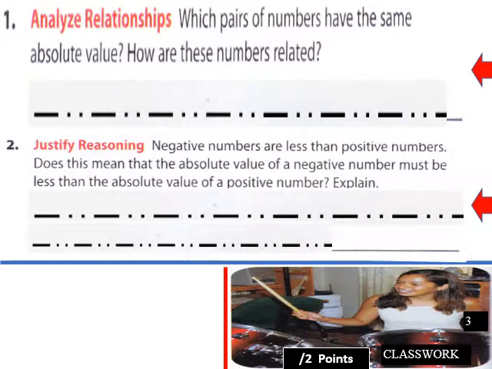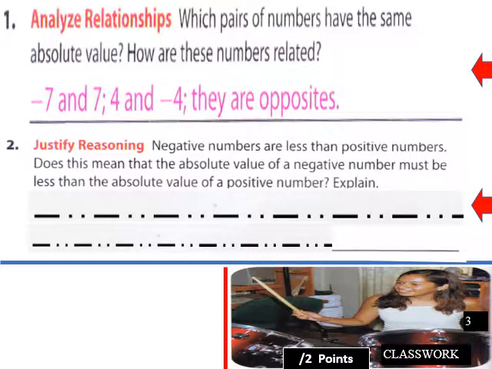Okay, analyzing relationships. Which pairs of numbers have the same absolute value? How are these numbers related? And then justify your reasoning. Negative numbers are less than positive numbers. Does this mean that the absolute value of a negative number must be less than the absolute value of a positive number? Explain. -7 and 7 and 4 and -4, they are opposites, so they have the same absolute values.